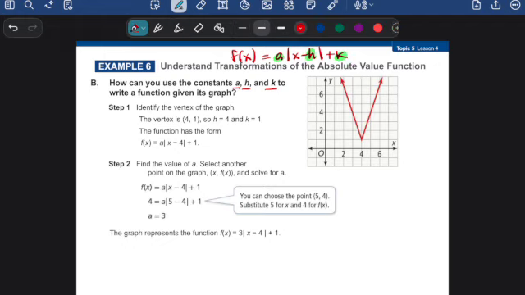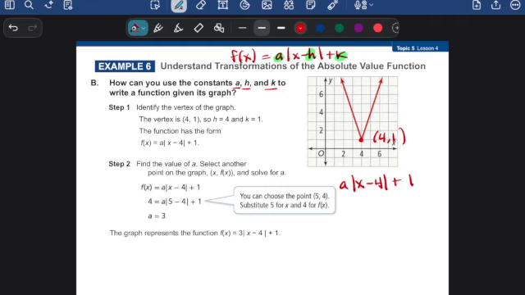So first, let's identify the vertex. What is the vertex of our graph? Well, it is at 4, comma 1. Okay, that's h, comma k. To plug it into my formula, that's opposite h. So then I'm going to have x minus 4 inside parentheses plus 1. Okay, so I have now just to find a. How do I solve for a?